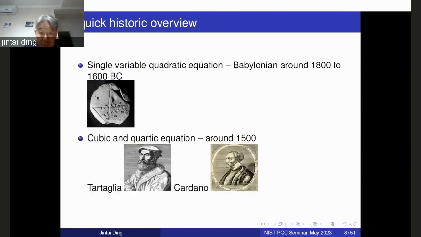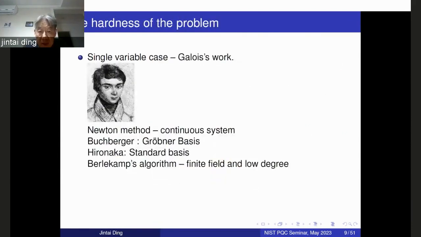Then it took a long time, around 1500, we start to learn how to solve cubic and quartic equations. Here we should mention two names, Tartaglia and Cardano. Those guys basically found a way to solve those systems. Then we got stuck because Galois came in and he proved that for polynomial systems with single variable of degree 5 and higher, we cannot have a closed formula. Okay, and for continuous systems, it's actually easy for single variables. You can do Newton methods, which means you can do approximation.